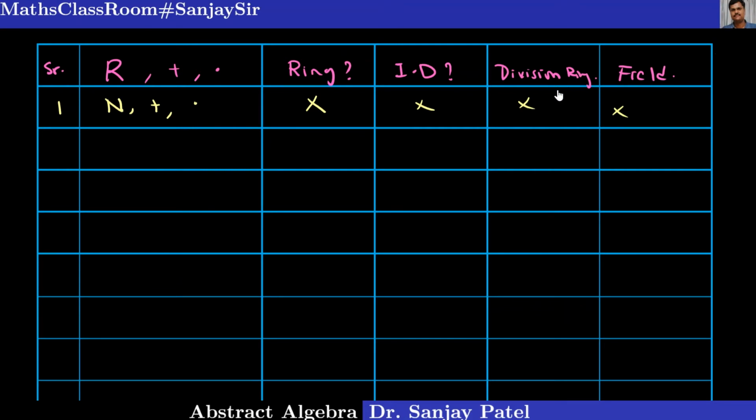Division ring: a ring with unity in which every non-zero element has a multiplicative inverse, that is, every non-zero element is a unit element. Field: a commutative ring with unity in which every non-zero element has a multiplicative inverse. And the second example is Z, plus, dot, meaning the set of integers with respect to usual addition and multiplication. It is a ring.